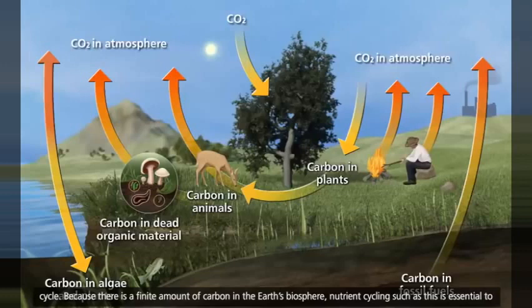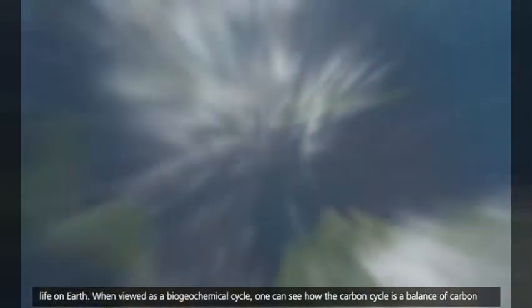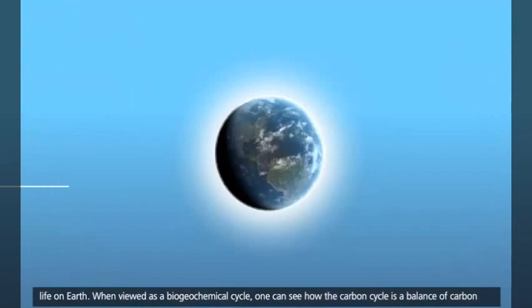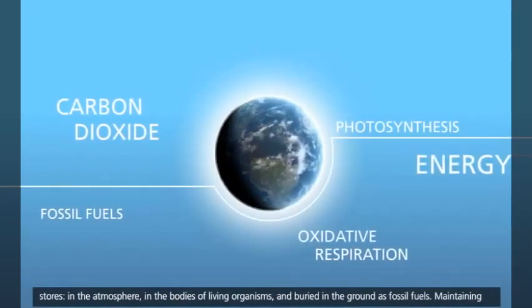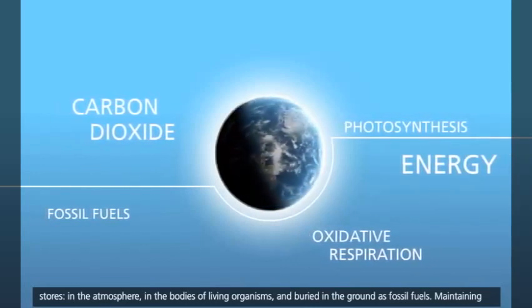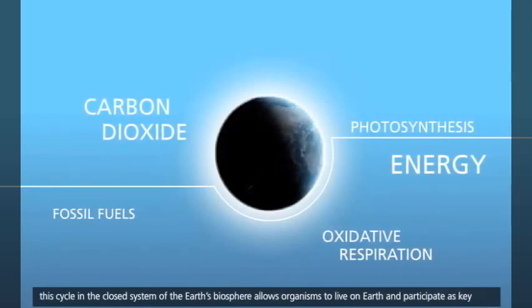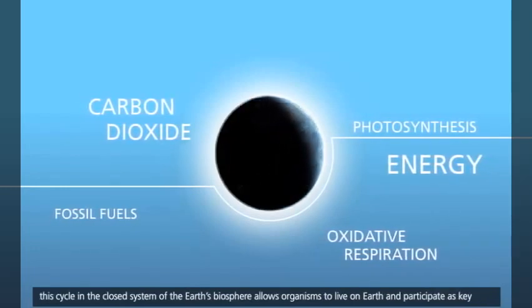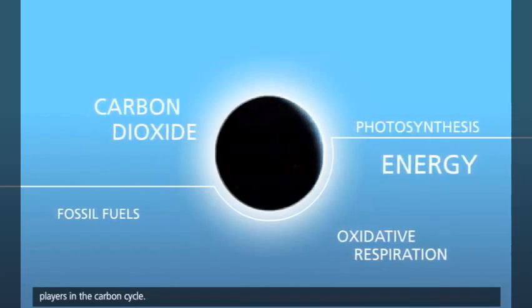Because there is a finite amount of carbon in the Earth's biosphere, nutrient cycling such as this is essential to life on Earth. When viewed as a biogeochemical cycle, one can see how the carbon cycle is a balance of carbon stores in the atmosphere, in the bodies of living organisms, and buried in the ground as fossil fuels. Maintaining this cycle in the closed system of the Earth's biosphere allows organisms to live on Earth, and participate as key players in the carbon cycle.